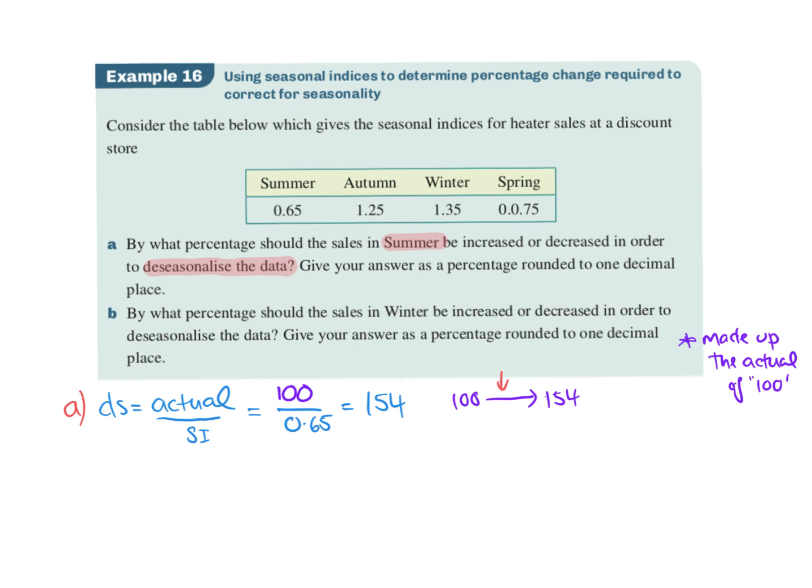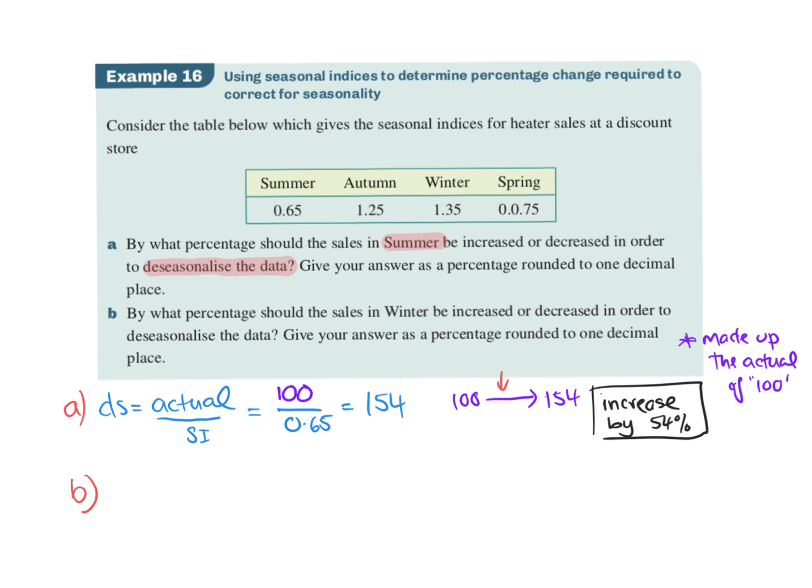So we know how much we have to increase or decrease. To deseasonalize the value, we need to increase by 54%. Okay, so that's the answer they're looking for. All right, if we look at question B, it's asking a similar thing.